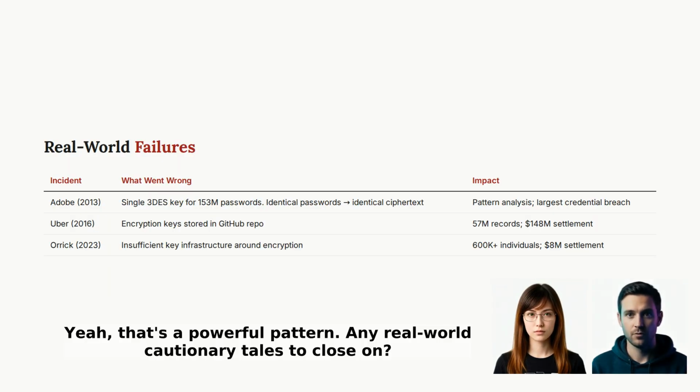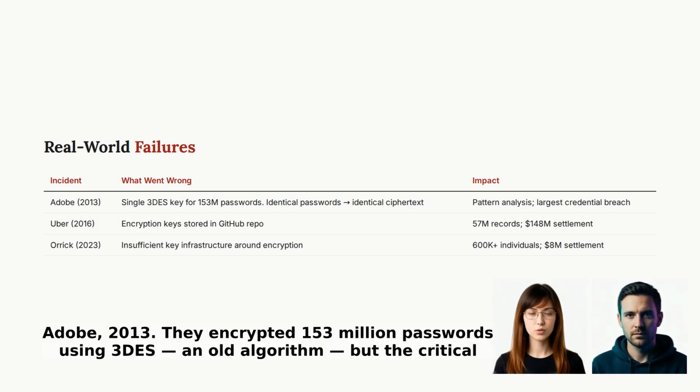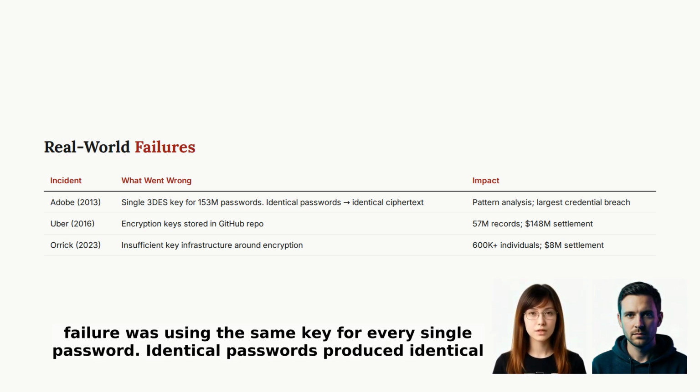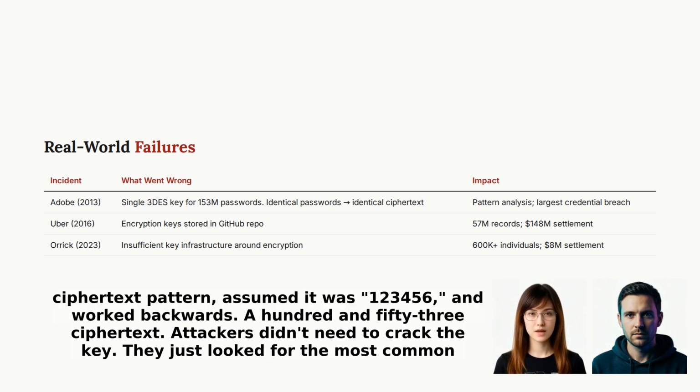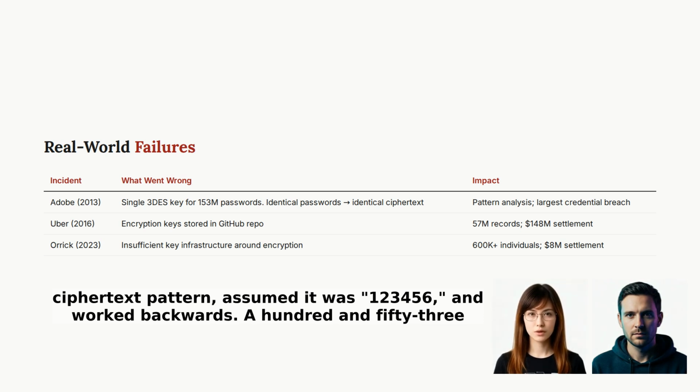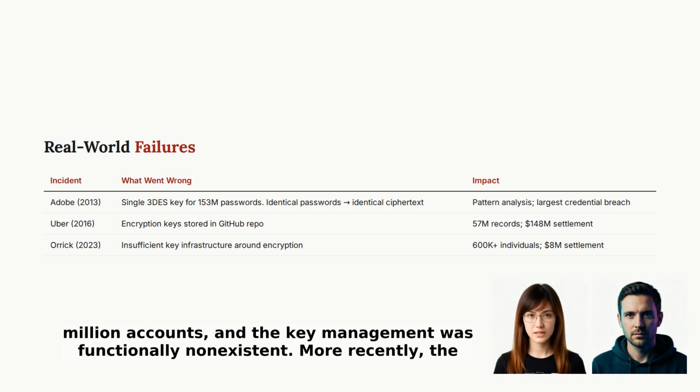Yeah, that's a powerful pattern. Any real-world cautionary tales to close on? Adobe, 2013. They encrypted 153 million passwords using 3DES, an old algorithm. But the critical failure was using the same key for every single password. Identical passwords produced identical ciphertext. Attackers didn't need to crack the key. They just looked for the most common ciphertext pattern, assumed it was 1, 2, 3, 4, 5, 6, and worked backwards. 153 million accounts, and the key management was functionally non-existent.